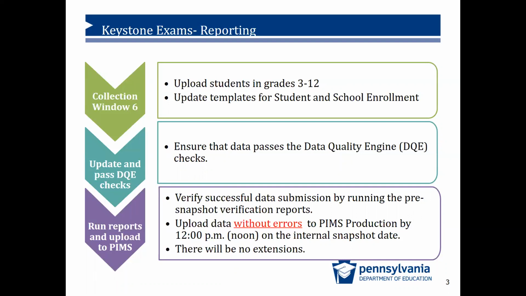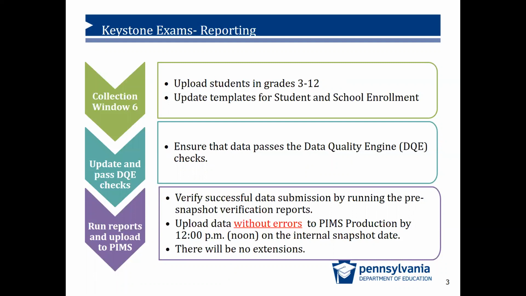There are two templates, student and school enrollment, that need to be updated and uploaded in Collection Window 6 to make sure that the data passes the data quality engine rules. All students grades 3 through 12 must be submitted for Keystone Exams Reporting internal snapshot. The Keystone Exam Reporting PIMS submission is utilized as the master list to match to Keystone Exams tested results data. Every student who tests in a Keystone exam must be matched back to a PIMS record.